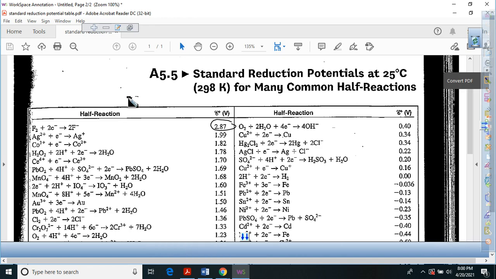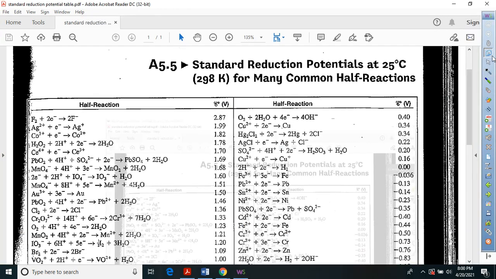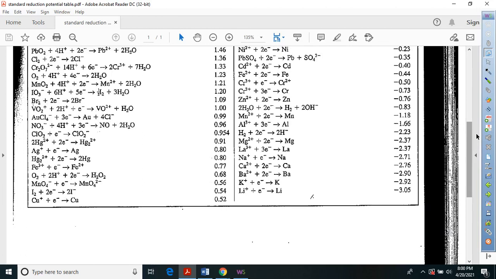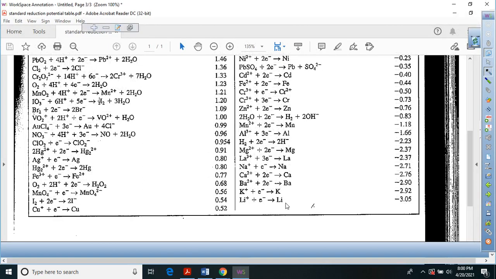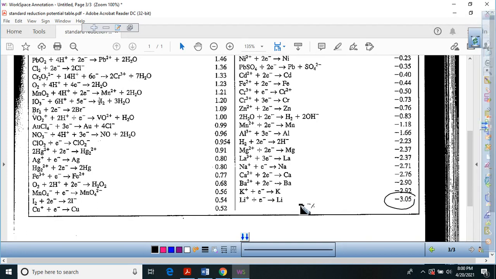Something that would have a low potential to be reduced would be something like lithium. And you can see here, lithium has a very, very low reduction potential. It's negative 3.05. And that's because lithium is going to lose electrons. And when it loses electrons, it forms a positive charge. Why does lithium lose electrons? Because it has a low ionization energy. So it can very easily lose those electrons.